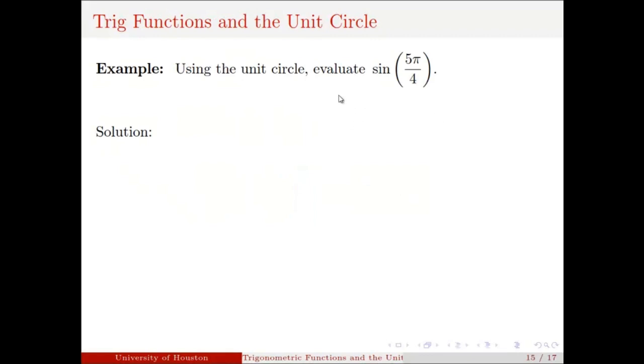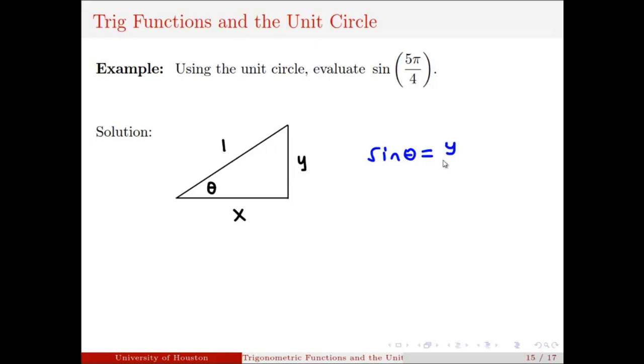Now let's practice evaluating trig functions using the unit circle. In this example, we want to find the value of sine of 5 pi over 4 radians. First, recall that sine of theta is opposite over hypotenuse, which from the new point of view is just equal to the y-coordinate of the corresponding point on the unit circle. So we need to locate the point corresponding to the angle 5 pi over 4 radians on the unit circle.